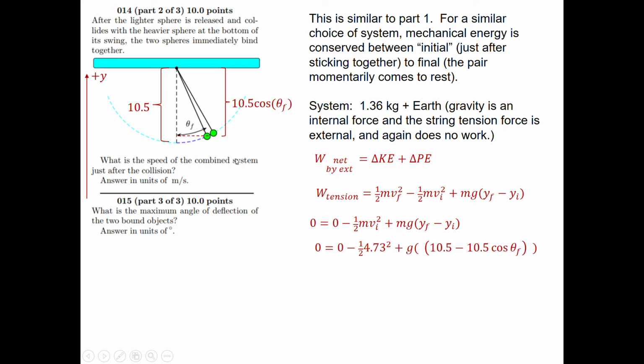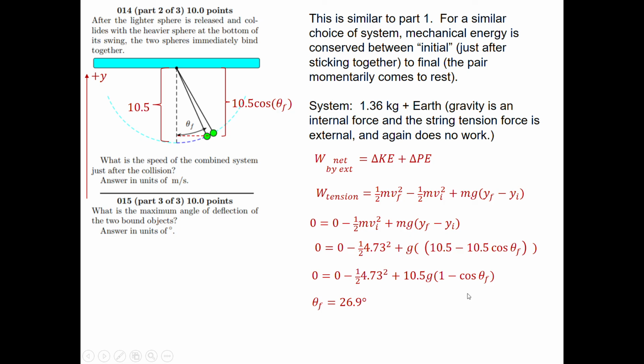So again, this length of the string is 10.5 here, and after it's rocked up to a final angle theta final, this vertical distance here is 10.5 times the cosine of theta. So if I take 10.5 minus 10.5 times the cosine of theta, that's equal to this change in the y-coordinate there, the difference between those two. So I'm just going to replace the change in the y-coordinate with that difference. And now theta final is the thing I want to solve for. I've canceled my m, I plugged in the v initial into the square there, and we're just going to solve for theta final.